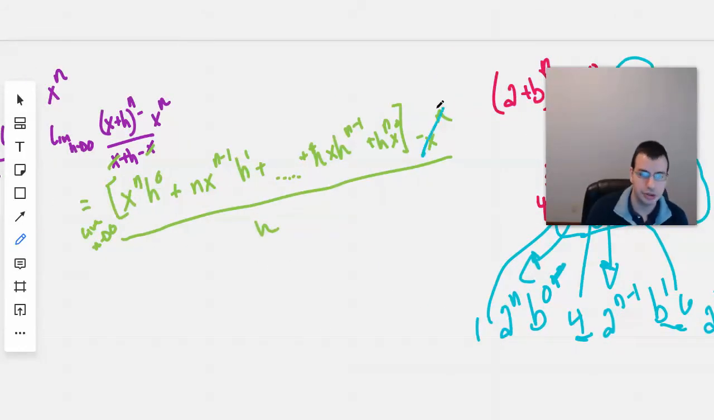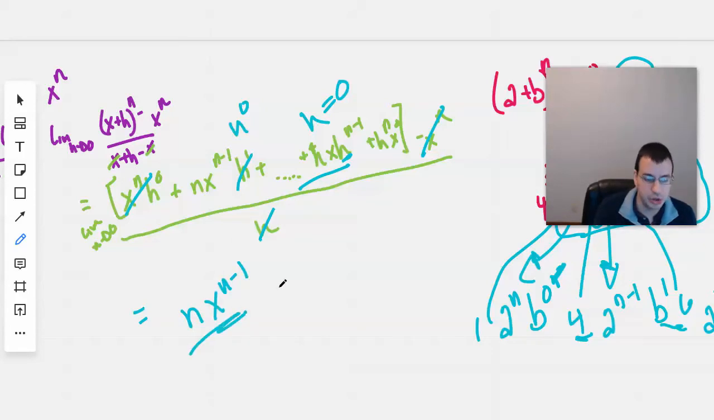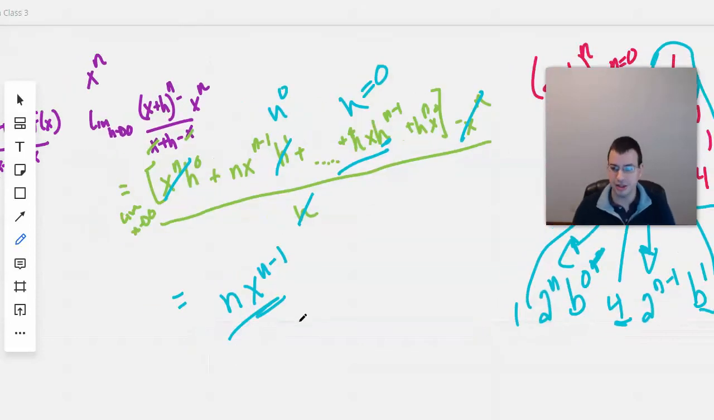Long story short, that cancels, this cancels with one of the h's, you get h to the 0. All the other coefficients have an h in them, which then as the limit goes to 0, goes to 0, and you are left with nx to the n minus 1, which is your rule for taking the power for a derivative.